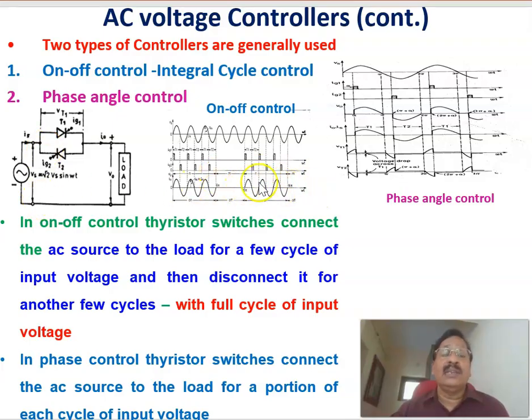Therefore, that is repeated. That means a certain number of cycles of the input are connected to the source, and a certain number of cycles of the input the load is disconnected. In this case, full cycles are taken.